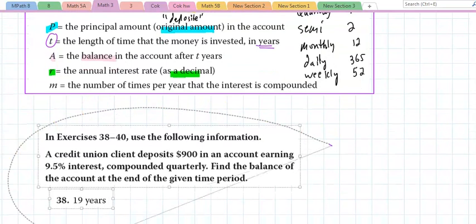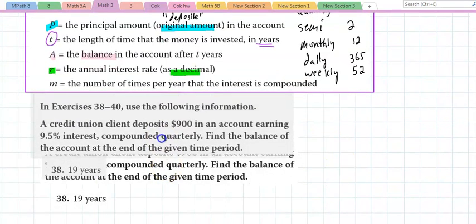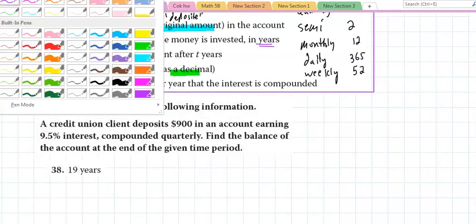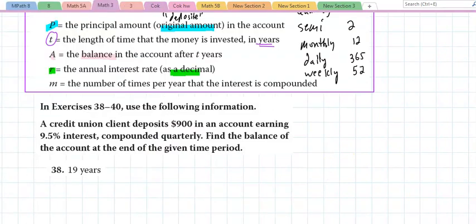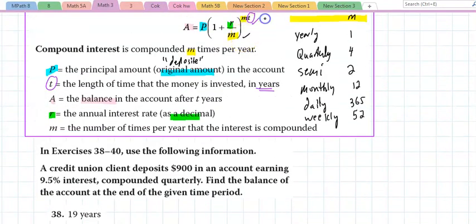And let's take the first problem. The first problem says, use the following information. Now this formula will be provided on the exam. You really don't need to memorize it. I provide that to you. A credit union client deposits $9,000. Deposit original amount. P is $9,000. Earning 9.5% interest, which means R is 0.095, always in decimal.